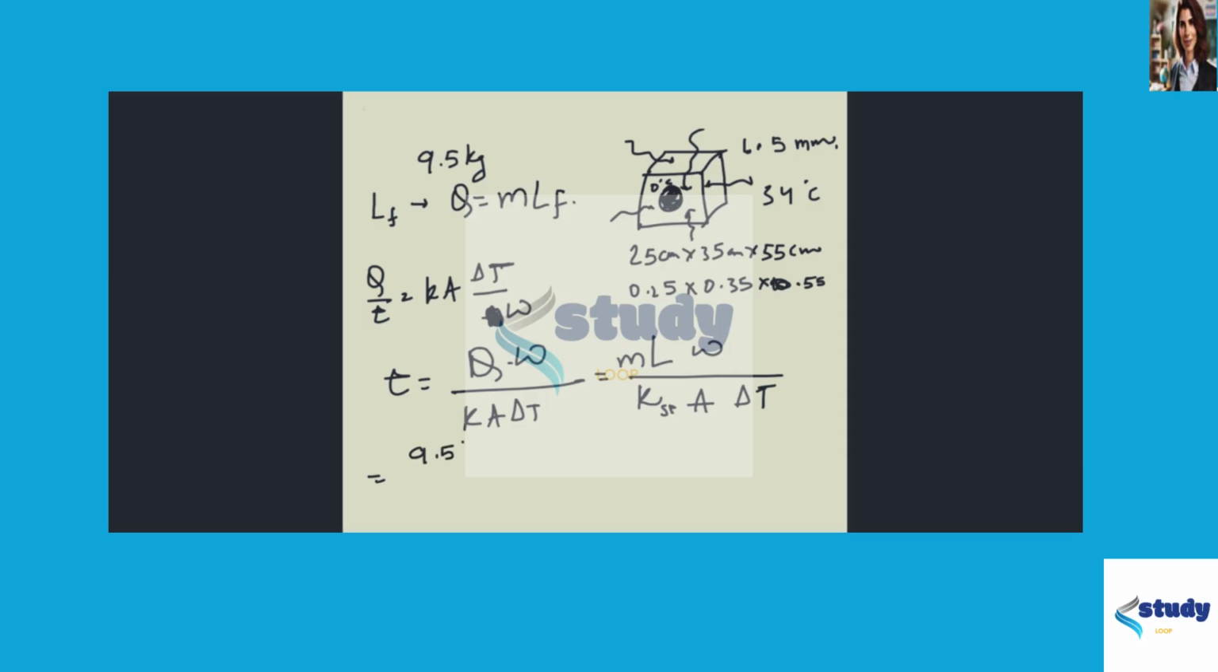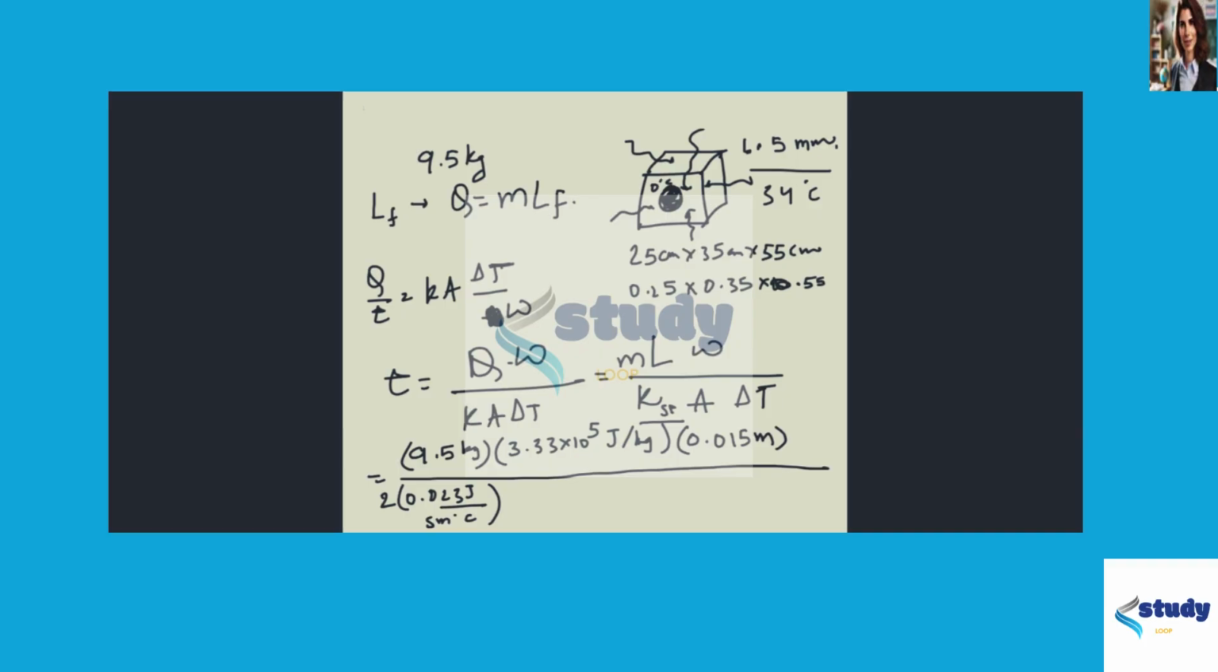Mass is 9.5 kilograms. Latent heat of fusion of ice is 3.33 times 10 to the power 5 joule per kilogram, times the width, which is 0.015 meters, corresponding to 1.5 millimeters, divided by K, which is twice that of air, so 2 times 0.023 joule per second meter degree Celsius, the conductivity of air, times delta T, which is 34 degrees Celsius.